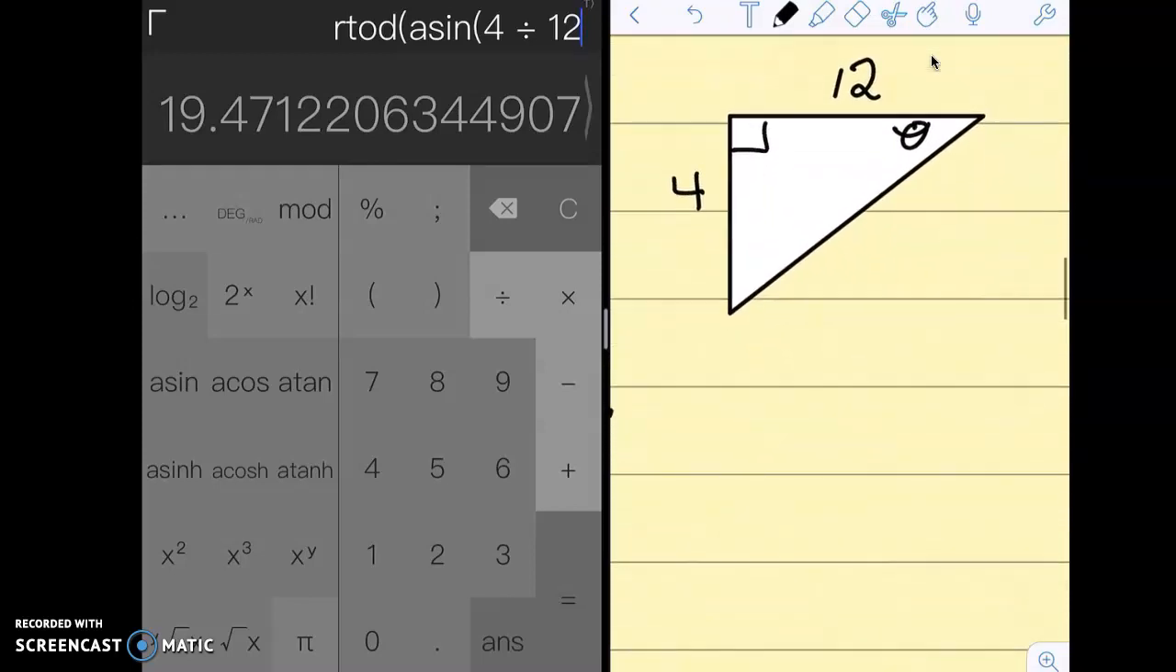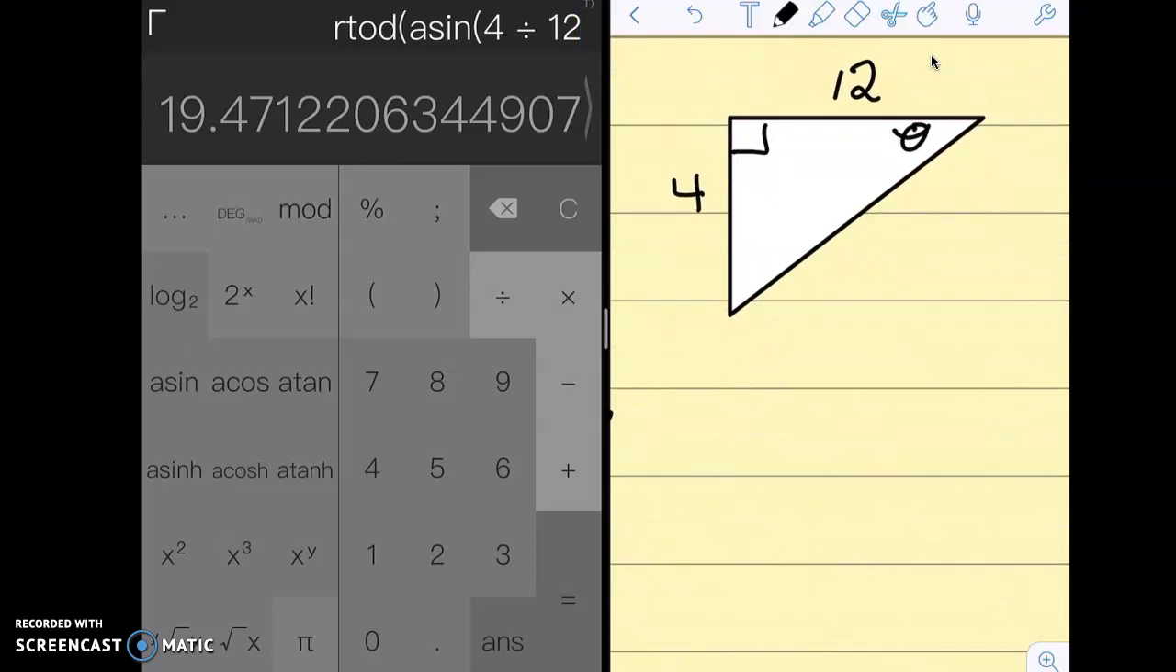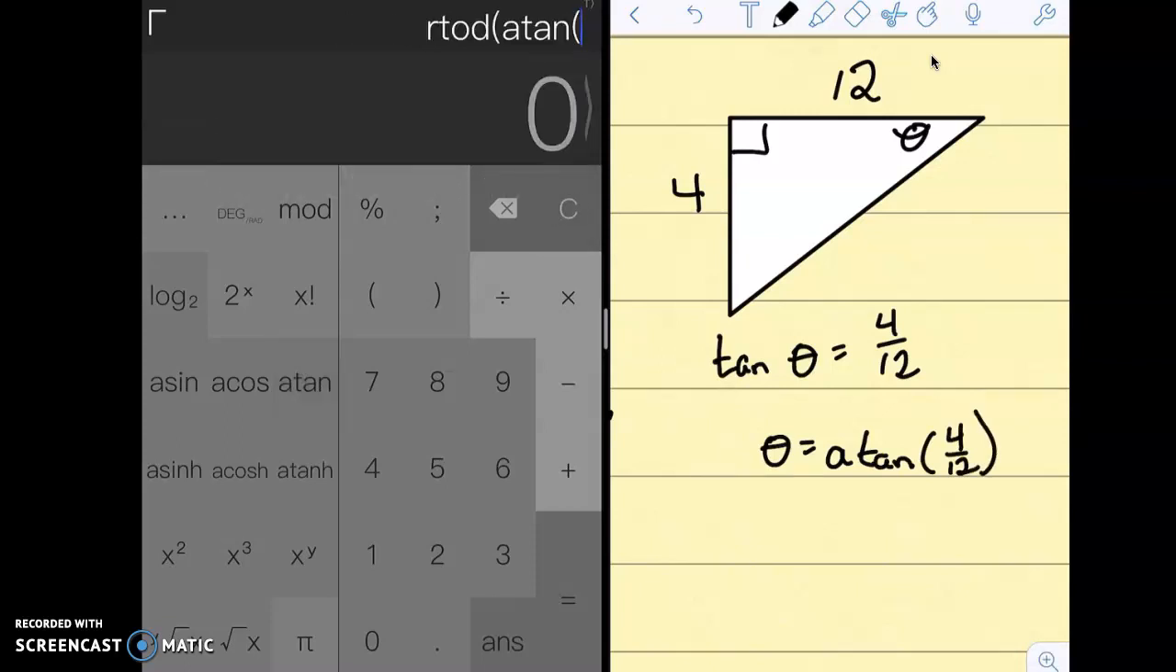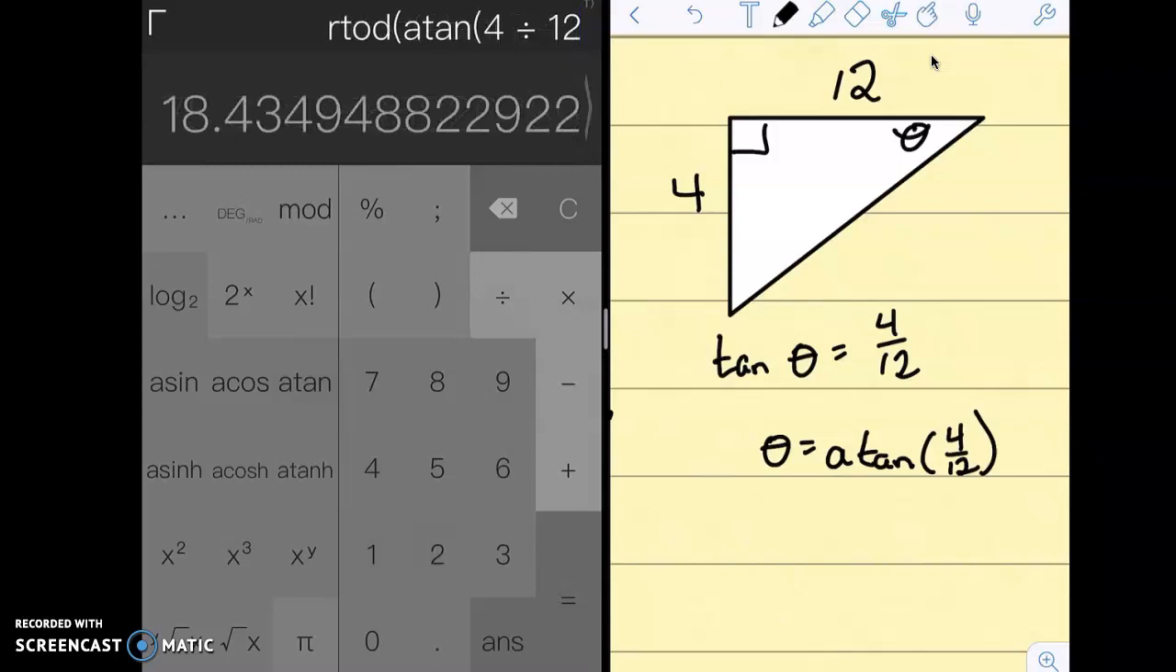Let's look at our second example. Sine, cosine, or tangent. Pause the video and set it up. Correct, we have tangent theta. And that's going to be 4 over 12. So theta will be A tan, 4 over 12. A tan 4 divided by 12. Well, theta is 18.435 degrees.